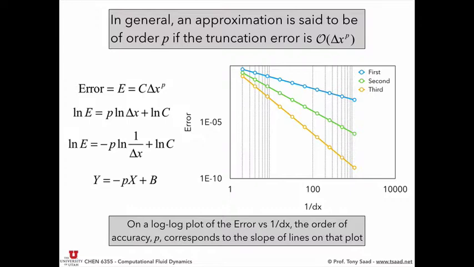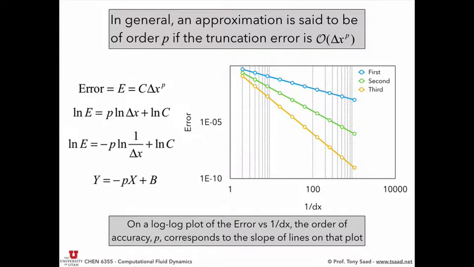This is a log-log plot of the error versus 1 over delta x. So going in this direction means we are decreasing delta x, or we are putting more grid points. So it makes sense for the error to get smaller, right? For a first order method, you see a line with a slope of 1. For a second order, the line has a slope of 2. Third order, the line has a slope of 3. Minus 3, minus 2, minus 1, okay? Minus, plus, whatever. But this is a third order method, second order, first order method, okay?